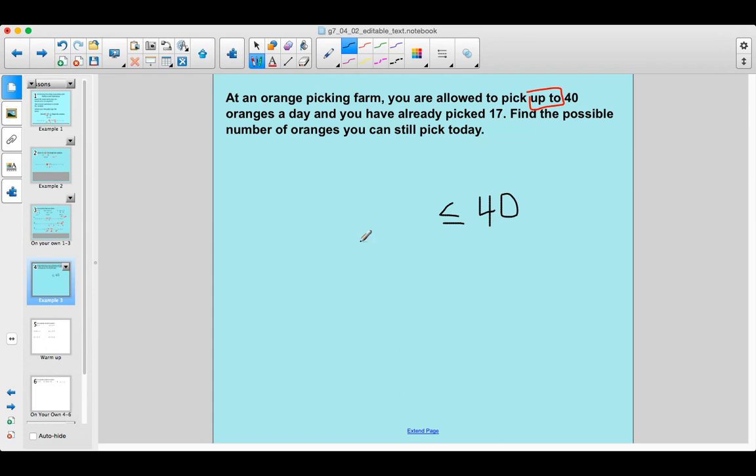Now, what am I doing to get there? I have 17 oranges. I'm going to pick a bunch more, so I'm going to add those together. And when I combine them, it has to be less than or equal to 40. So to solve this, I'm going to subtract 17 from both sides. Okay, leaving me with just x over here being less than or equal to 23.